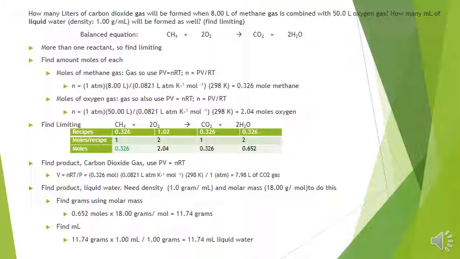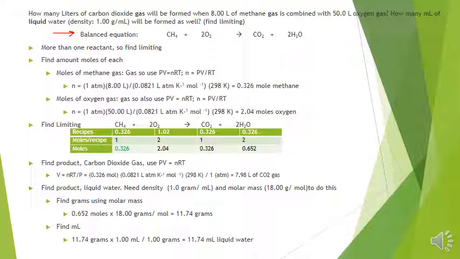Okay, so this question is how many liters of carbon dioxide will be formed when you have 8 liters of methane combined with 850 liters of oxygen gas, and also how many mL of water will be formed, liquid water, when it has density 1 gram per mL. So here's the balanced equation. We have more than one reactant, so we need to find the limiting reactant. But before we do that, we need to figure out the moles.